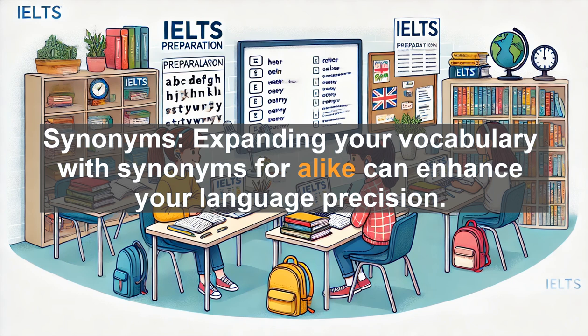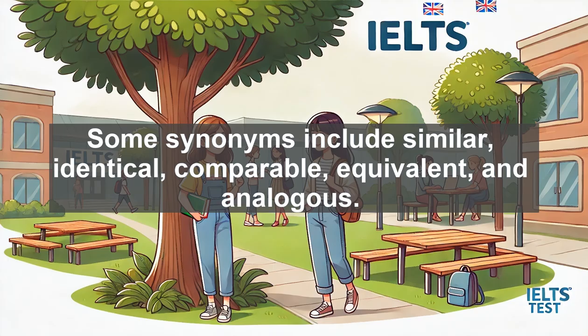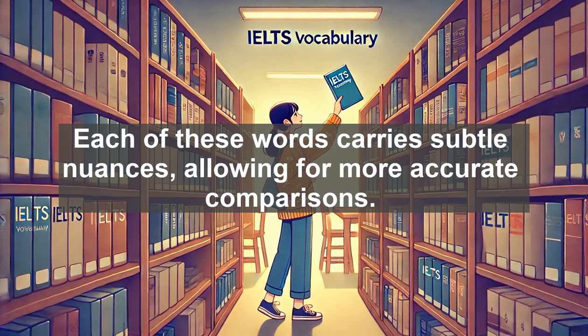Synonyms. Expanding your vocabulary with synonyms for alike can enhance your language precision. Some synonyms include similar, identical, comparable, equivalent, and analogous. Each of these words carries subtle nuances, allowing for more accurate comparisons.